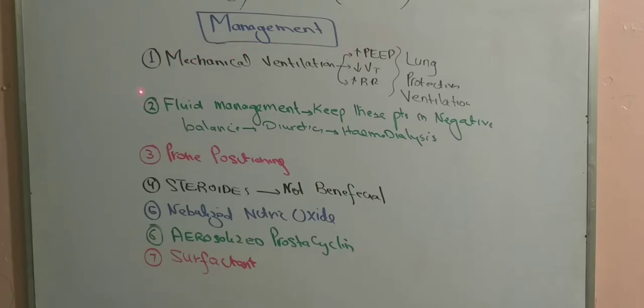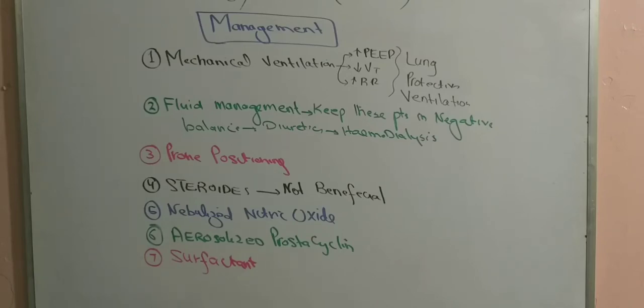The second very important thing that should be understood is fluid management. We need to keep these patients in negative balance. We do not give a lot of fluids to these patients, but if these patients are in positive balance, we need to use diuretics. Even if the blood pressure goes down, we can use inotropic support in these patients. And if these patients have a problem with their kidneys, because do not forget this is a syndrome, sometimes there is dysfunction of the kidney along with it, then you have to go for hemodialysis, but ultimately you have to keep these patients in negative balance. Do not forget this very important point.